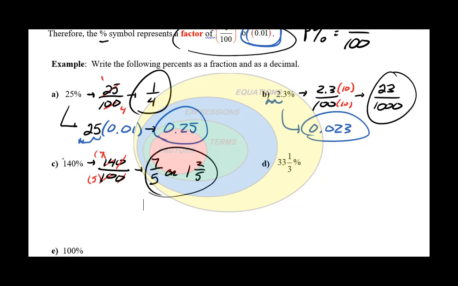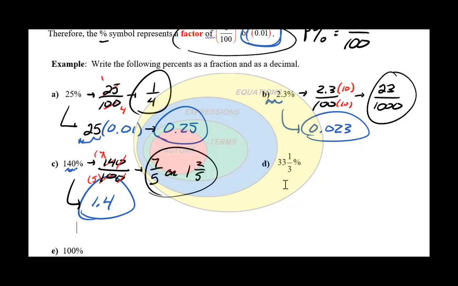So you notice these are both bigger than 1. And we'll see in the bottom that 100% is equal to 1. So if I want to change this to a decimal, that's the easiest. Again, to change to a decimal, just take the decimal point and move it to the left 2 places. So this would be 1.4 as a number.